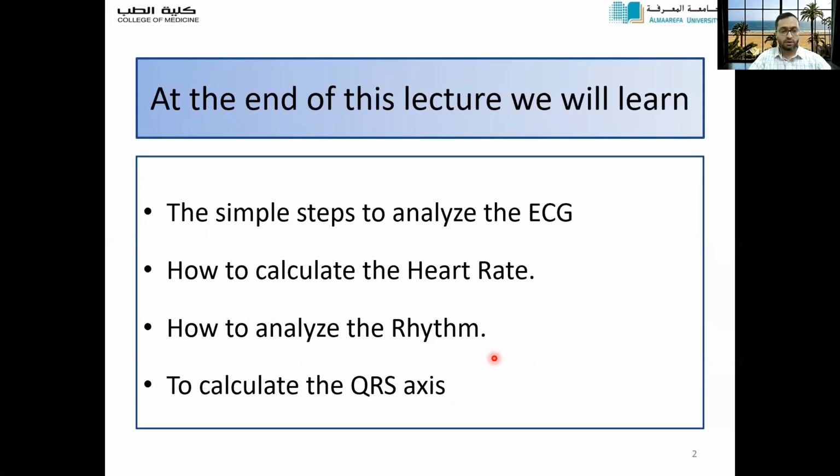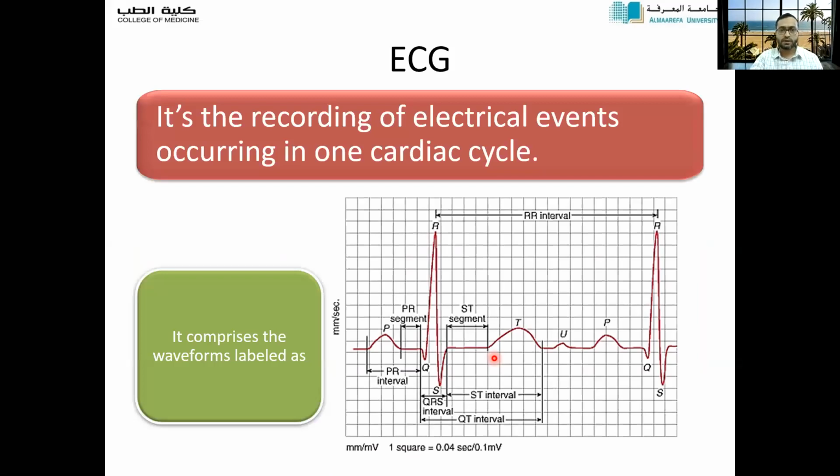When we talk about the electrocardiogram, this is the recording of electrical activity or electrical events during one cardiac cycle. It comprises some waves, segments, and intervals, like the P wave, as shown in the figure here, the Q, R, and S waves, which are commonly read together as the QRS complex, the T wave and the U wave. Sometimes the U wave appears, not always. So these are the basic components.